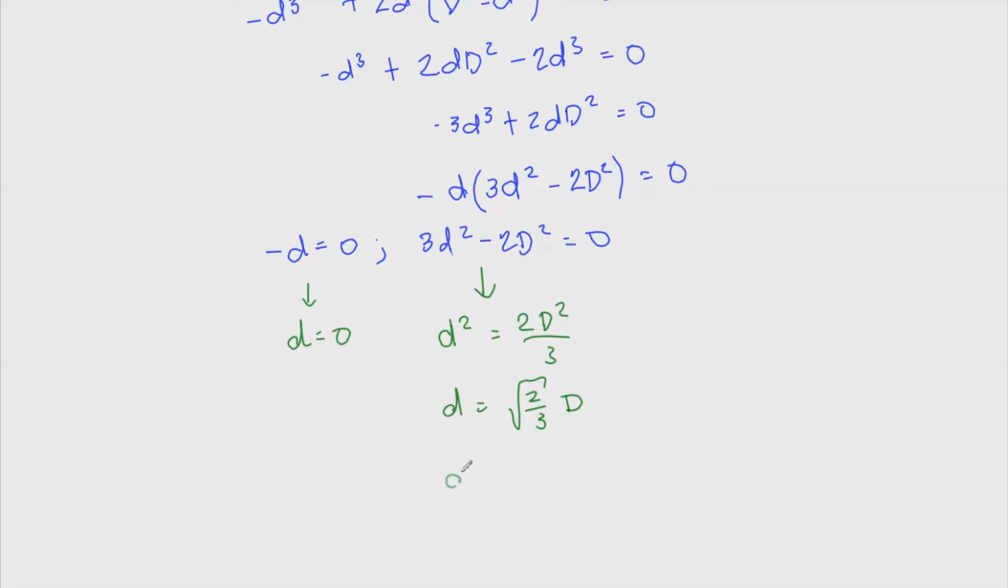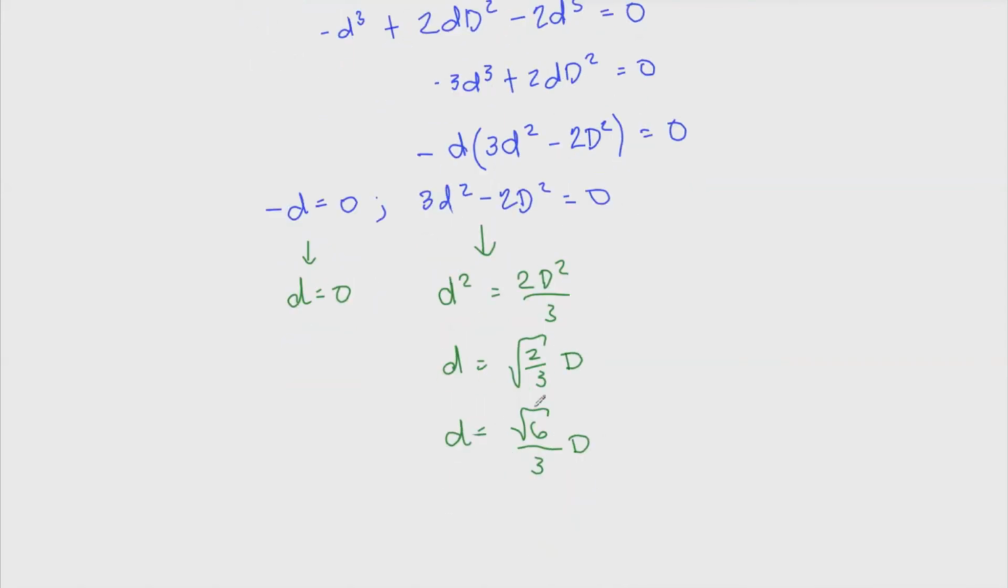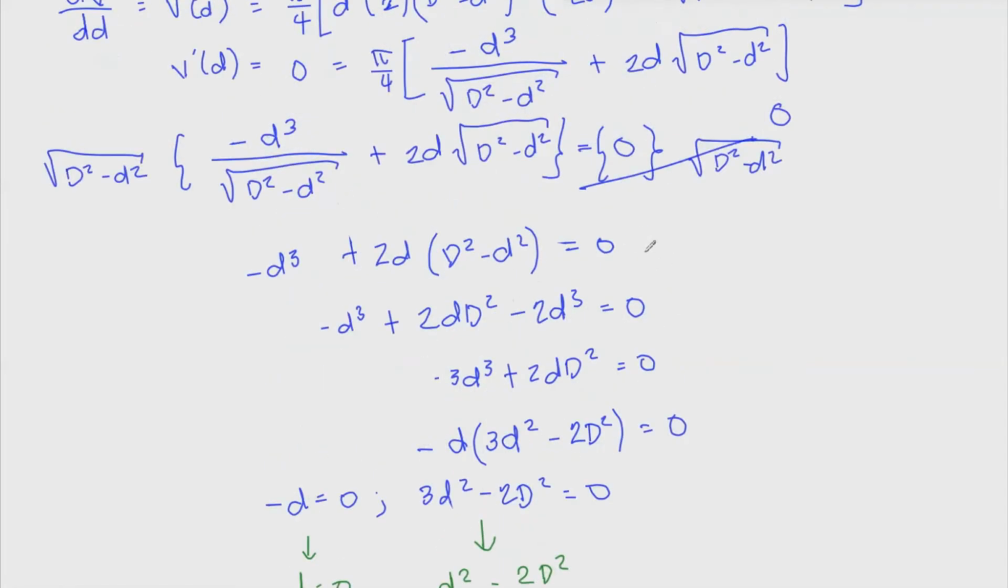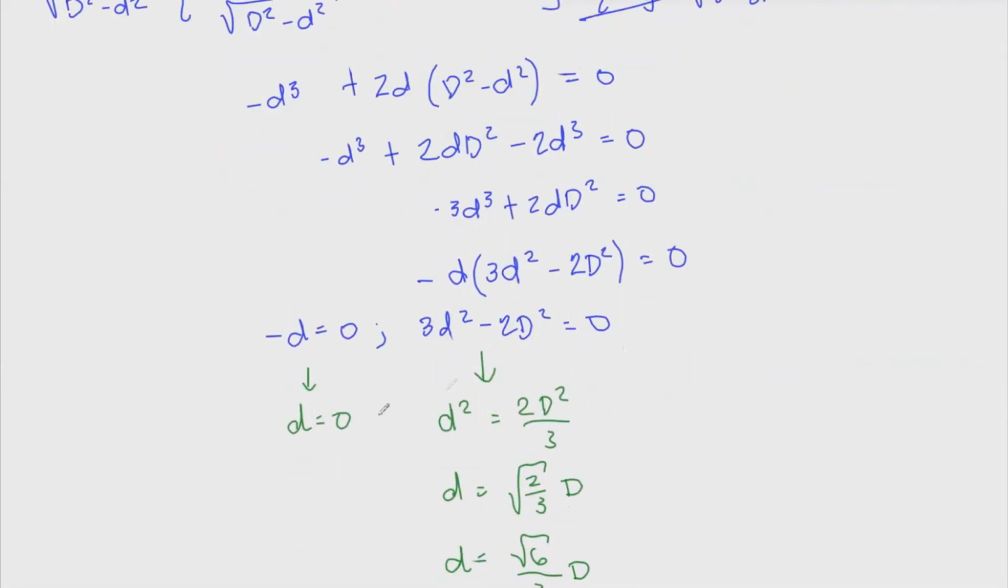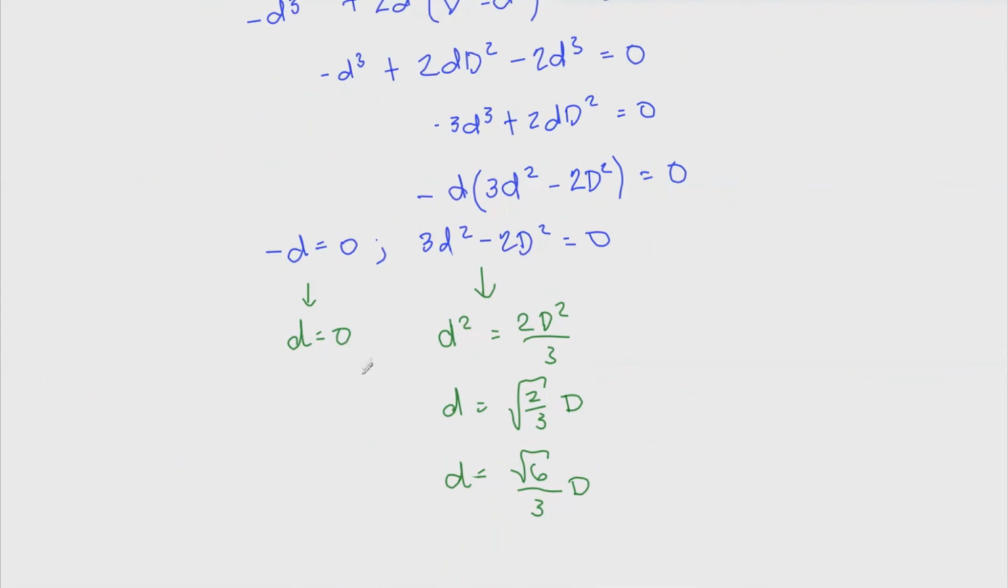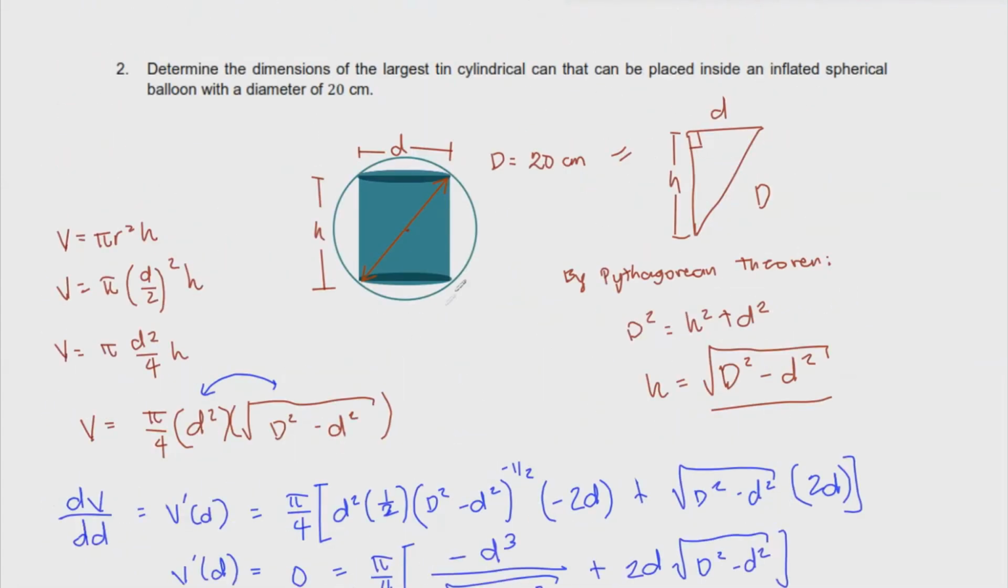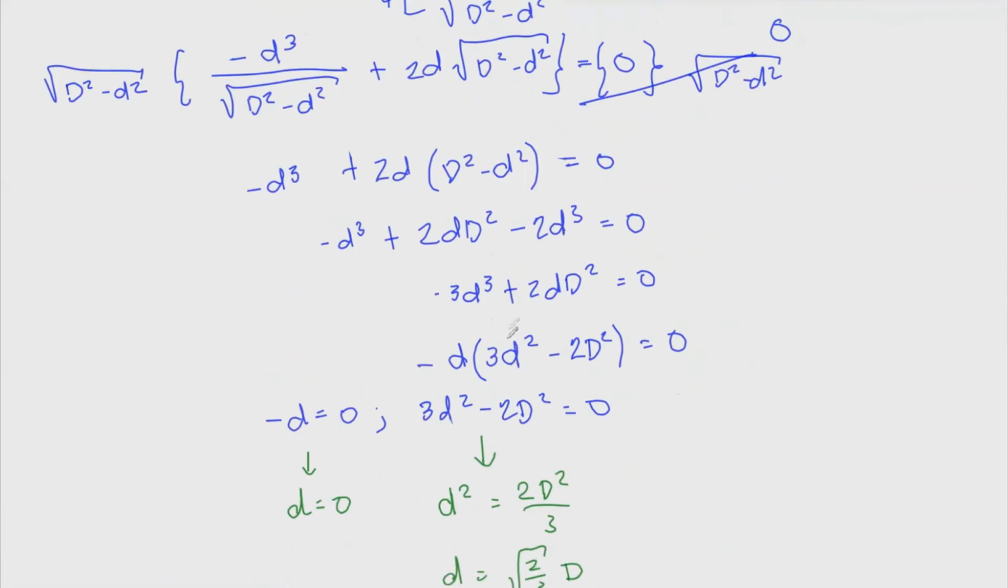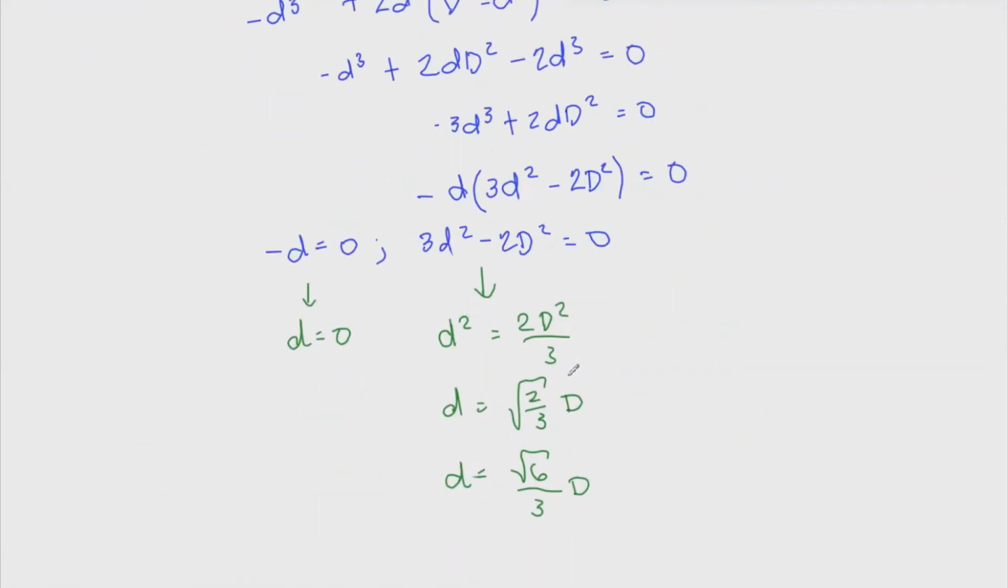Okay, and we can also rationalize this expression so that we can get square root of 6 over 3d. So this is the expression of our answers. In a choice between 0 and the square root of 6 over 3d, it is always practical to select this d because we're looking for the maximum dimension. And by just looking at this, we know already that d equals 0 is the minimum of that expression, because we know that the critical points actually give us values that can either be maximum or minimum.